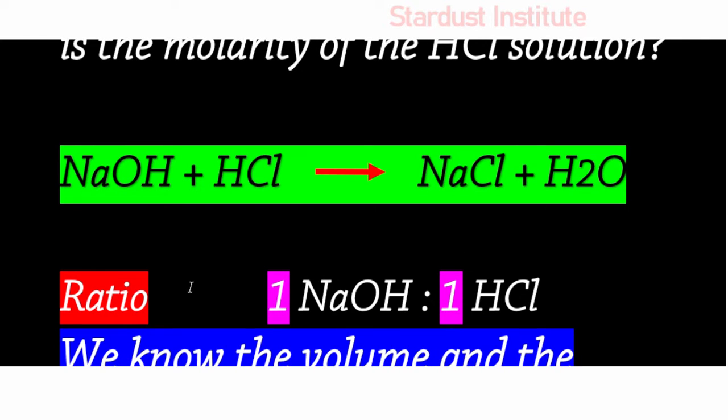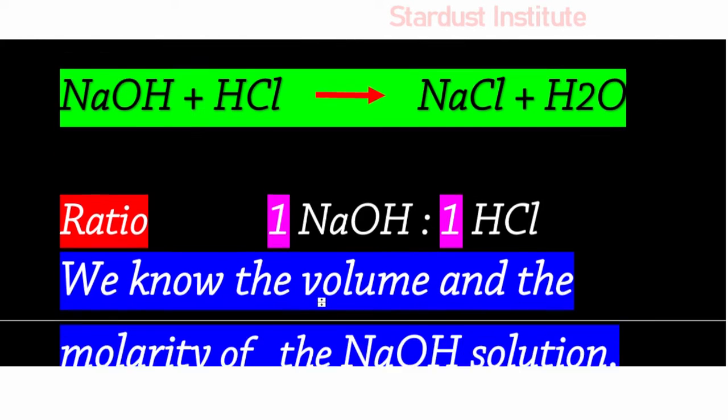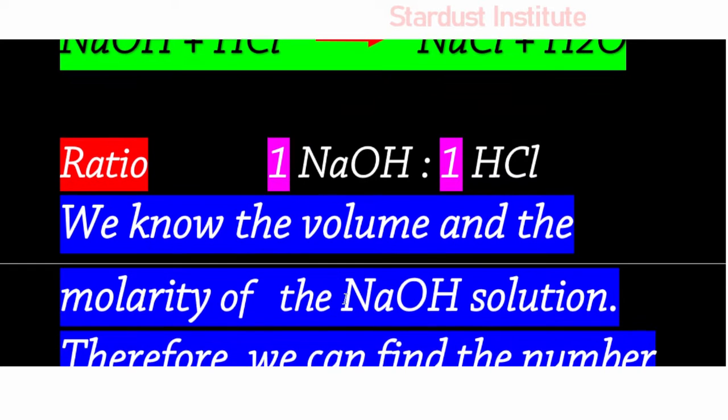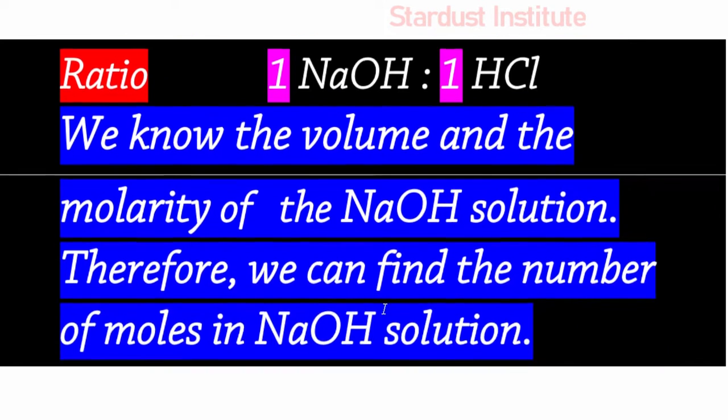Now you can see the ratio is 1 to 1. To react with 1 mole of sodium hydroxide, 1 mole of HCl is required. We know the volume and the molarity of the sodium hydroxide solution. Therefore, we can find the number of moles in the sodium hydroxide solution.